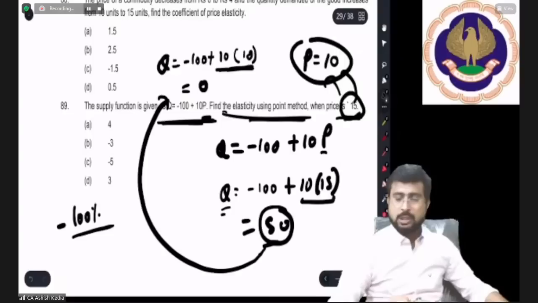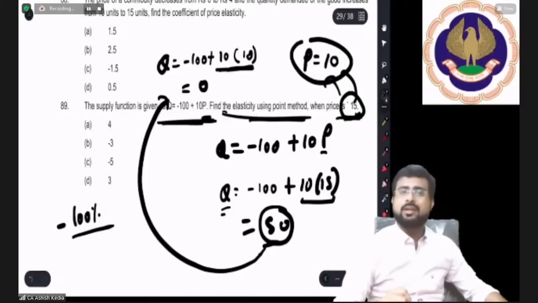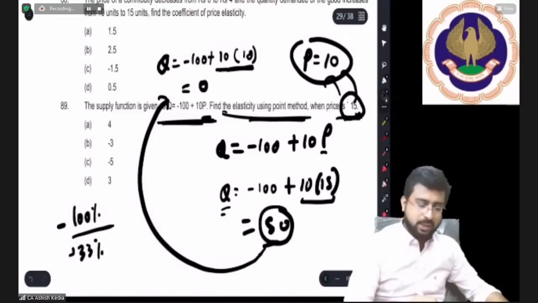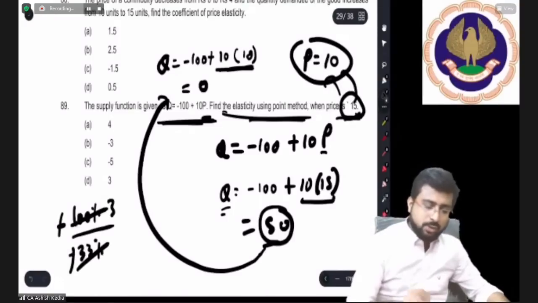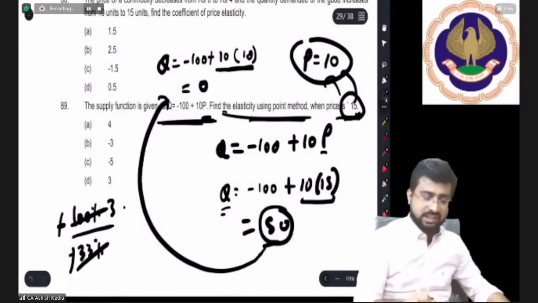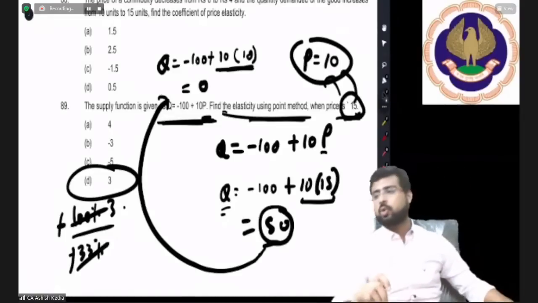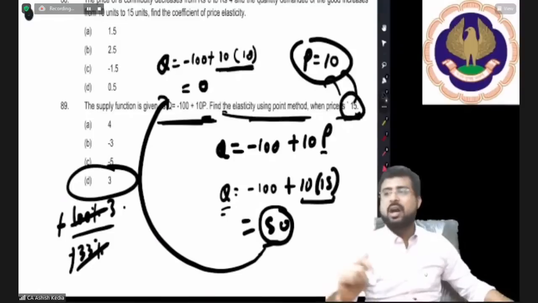50 to 0. And what is the change in price? 15 to 10. So by 5 by 15 into 100. So it has gone down by minus 33%. Minus minus gone. So the value is coming approximately 3.33. And that's why we will take this answer. We just have to estimate a roundabout value.